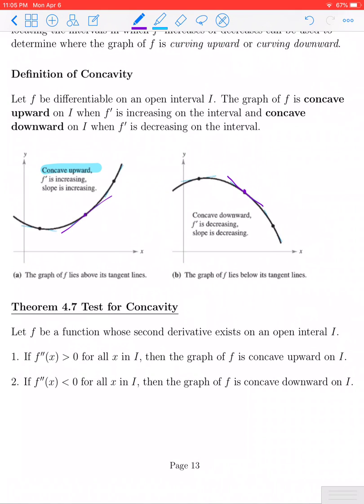And this makes sense if we just go back a moment ago. If f prime is increasing, the function that will dictate whether f prime is increasing or decreasing would be its derivative, which is given by the second derivative. So when f double prime is greater than 0, that means that f prime itself is increasing, and therefore the graph would be concave upward on I. If f double prime of x is less than 0, meaning if f double prime is negative, then f prime itself would be decreasing, which means that the graph of f is going to be concave downward on I.